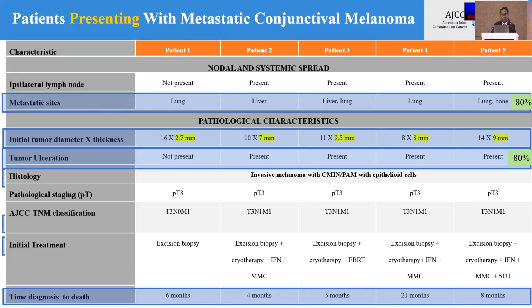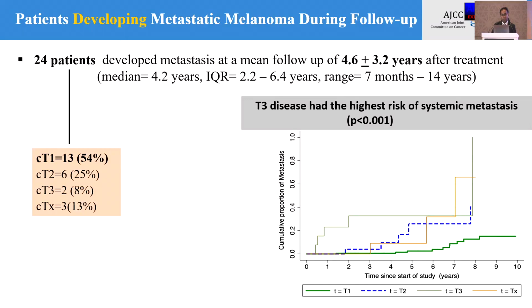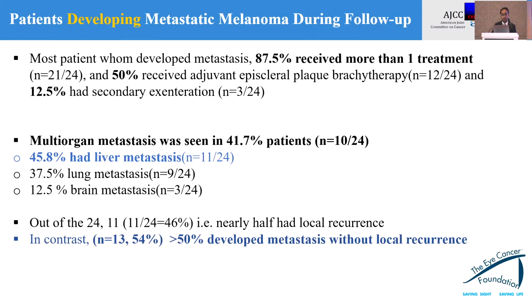Lung and liver were the most common sites of metastasis, and tumor ulceration was present in 4 out of 5 patients. Only 1 patient survived beyond 1 year. The rest of the patients passed away within 1 year of presentation. 24 patients subsequently developed metastasis in follow-up, at a median follow-up of 4.2 years.